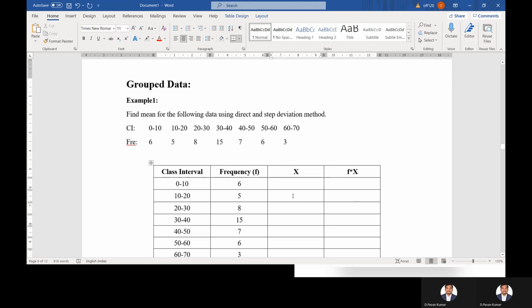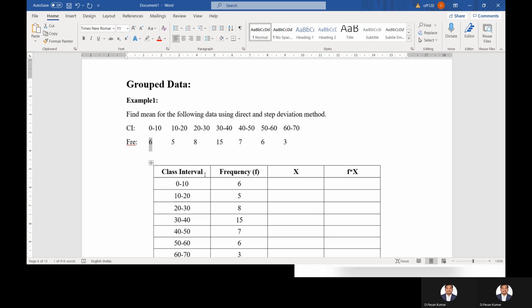Let us suppose there was an exam conducted for students for 70 marks. The number of students who got marks between 0 to 10 is 6 students, and the number of students who got marks between 10 to 20 is 5 students. Similarly, we have different numbers of students for different class intervals. Now based on this, they are asking us to find out the average number of marks gained by these students.